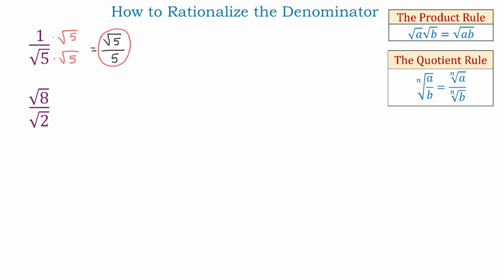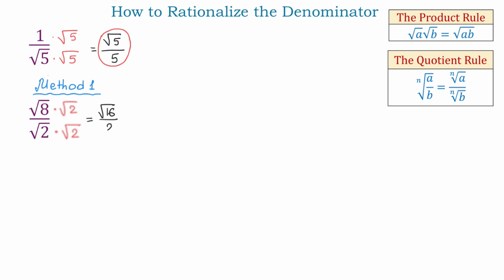In the second example, we have square root of 8 over square root of 2. In this example, I will show you 3 different methods. With the first method, just like in the previous problem, we will multiply both the numerator and the denominator by square root of 2. Then in the numerator, according to the product rule, square root of 8 times square root of 2 is square root of 16. So we will write square root of 16. And in the denominator, square root of 2 times square root of 2 is 2.